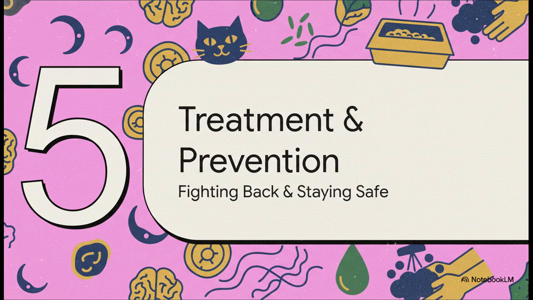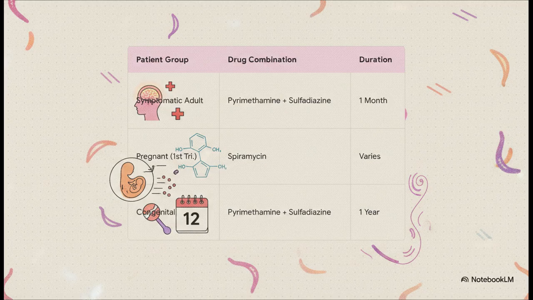So that brings us to the final piece of this puzzle. Once we've found the parasite, how do we fight back? And maybe even more importantly, how do we stop it from getting in the first place? Treatment is usually only for people with symptoms or those in vulnerable groups. The go-to combo is pyrimethamine and sulfadiazine. But because pyrimethamine can be harmful to a developing fetus, a different drug, spiramycin, is used for mothers in their first trimester. And for babies with congenital toxoplasmosis, treatment is a major commitment. It often lasts for a full year.